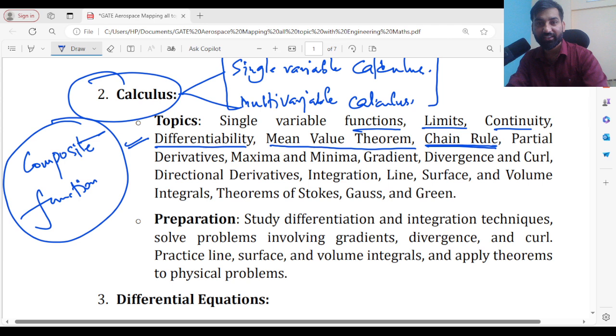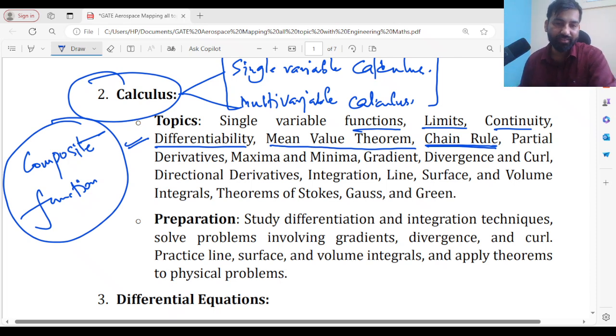You will find divergence. In fluid mechanics, you will find the physical significance of divergence, curl. When your fluid is expanding, you can say expanding means the divergence is positive. So I'm just going to show you everything. Directional derivative, integration, line, surface, volume integral. So all these things I'm going to talk about.